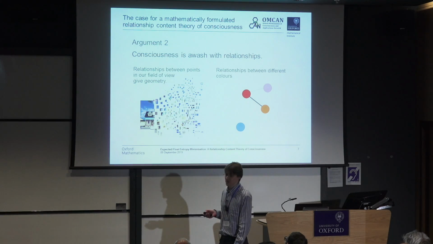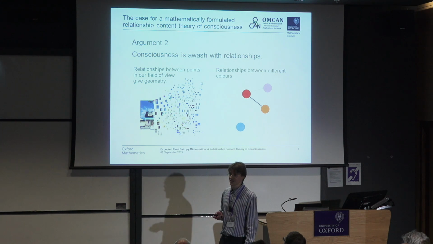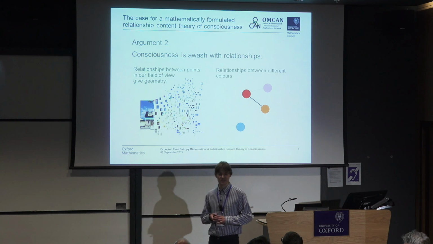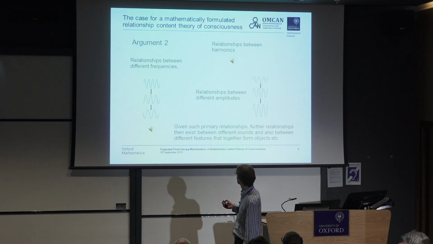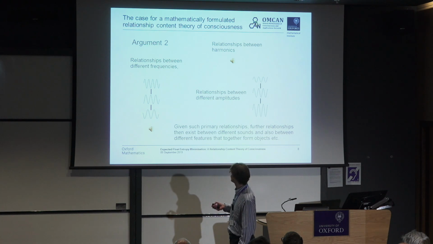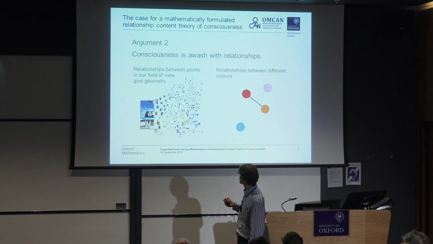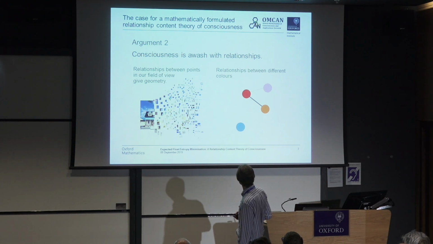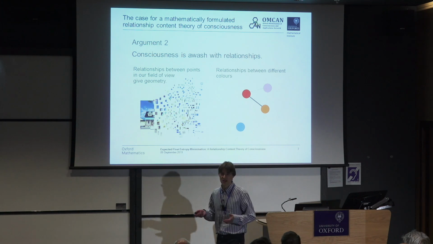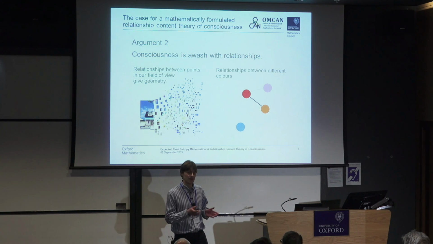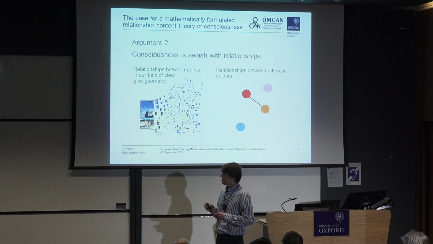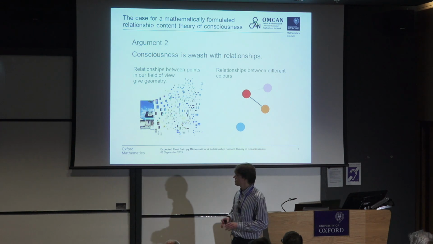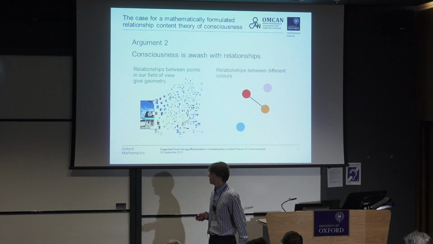Okay, so argument number two, consciousness itself is full of relationships. I'd say that our conscious experience is awash with relationships. Without relationships, you don't even have images. So we have relationships which give us images. We have relationships between colors. I would describe these kinds of relationships as primary ones. They're not at higher levels where you're talking about relationships between objects, things that emerge. They're primary. They allow you to actually have images and to have sound, etc.